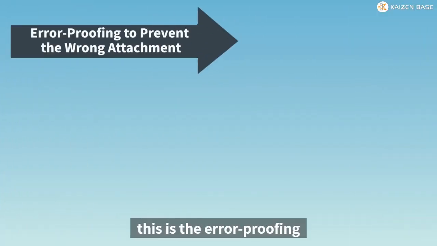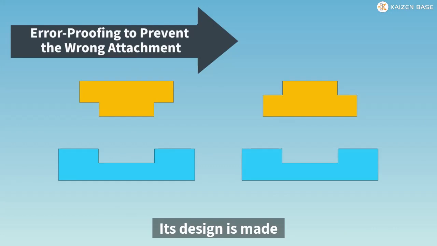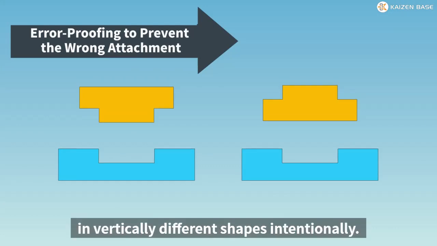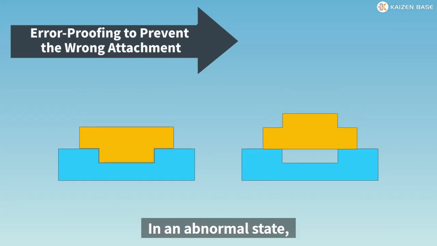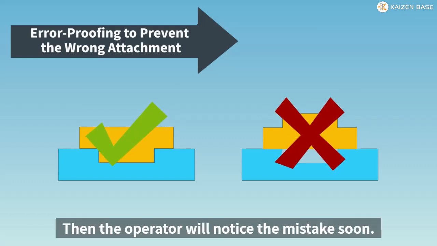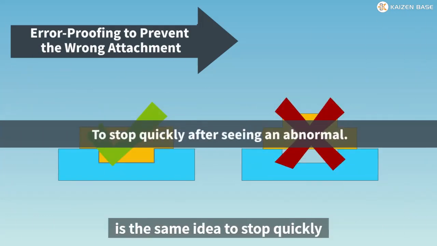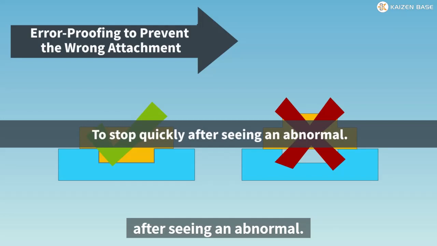First of all, this is the error proofing to prevent the wrong attachment. Its design is made in vertically different shapes intentionally. In an abnormal state, the parts cannot be installed into a jig. Then the operator will notice the mistake soon. Noticing soon when making a mistake is the same idea as stopping quickly after seeing an abnormal.